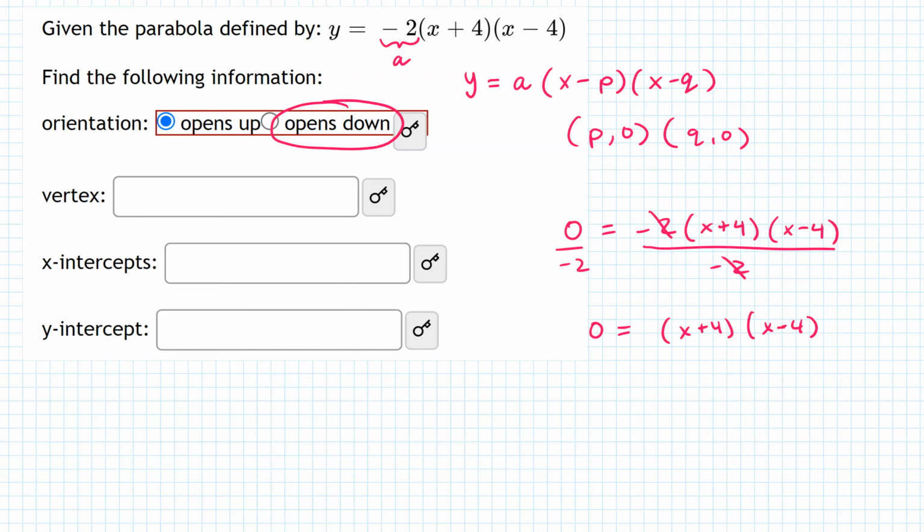And then here we can use the zero product principle, which tells us that if we're multiplying two numbers together, then one or both of the numbers have to be 0. So we can take each of the factors and set them equal to 0. If we do that, we get x equals -4 and x equals 4. So what that tells us is that our x-intercepts are (4, 0) and (-4, 0).